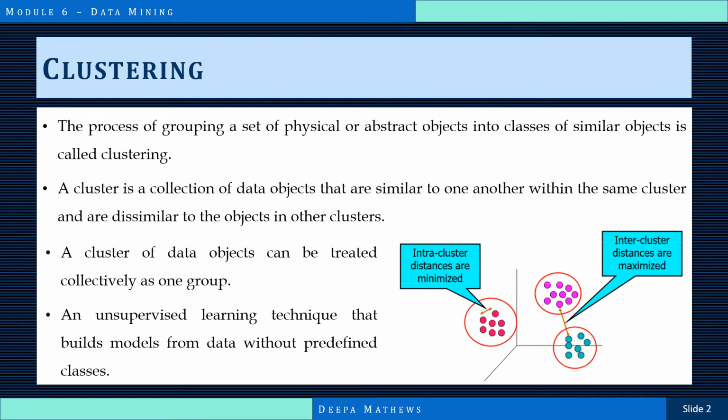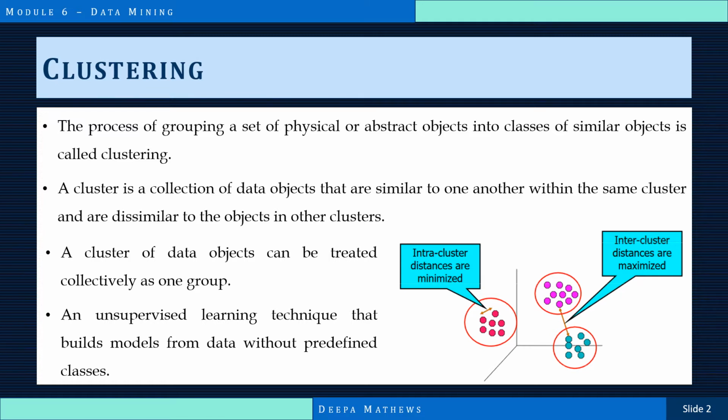The process of grouping a set of physical or abstract objects into classes of similar objects is called clustering. That is, we are grouping the objects based on their similarity. So the similar objects are grouped together to form a cluster. A cluster is a collection of objects that are similar to one another within the same cluster and are dissimilar to the objects in other clusters. That's the basic principle of clustering. The intra-cluster similarity should be high, whereas the inter-cluster similarity should be low.